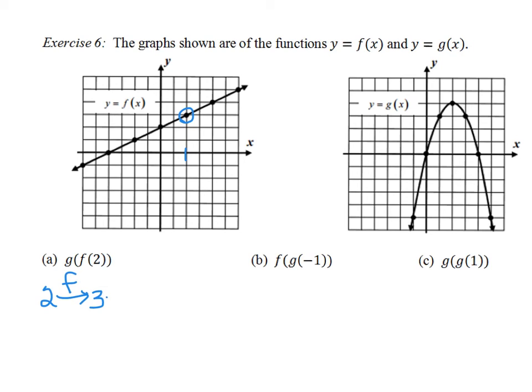Now we substitute that as input into our g function. Going to the g graph, we look for the answer at 3, and we see that the function value there is also 3. So our final answer for the composition this time is 3.